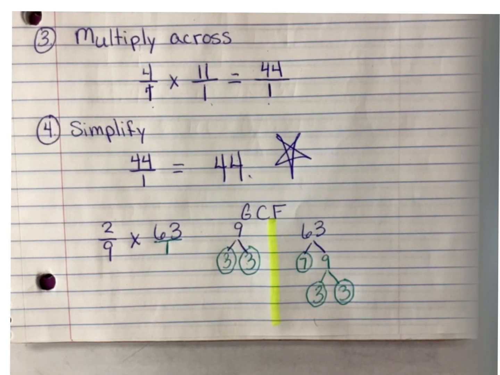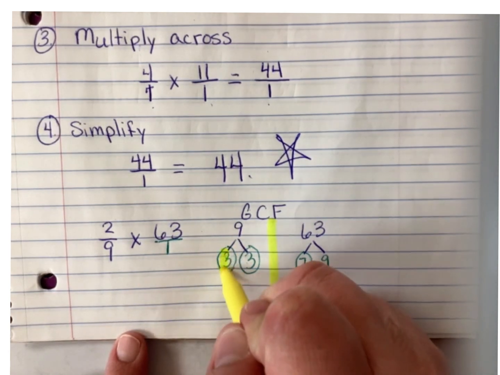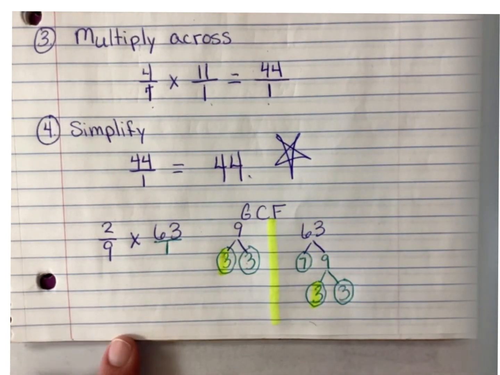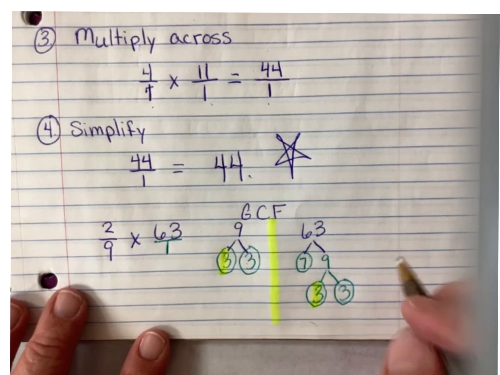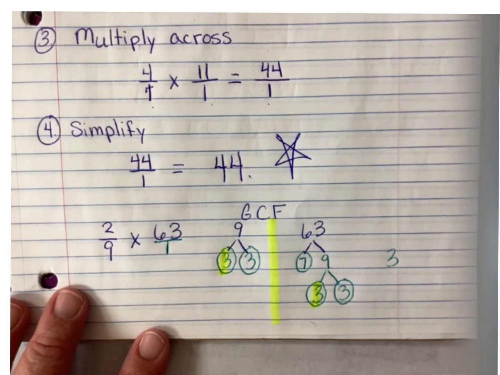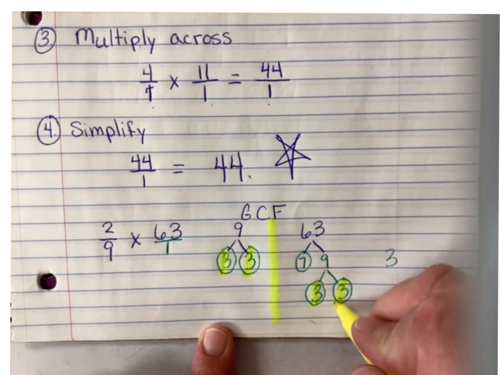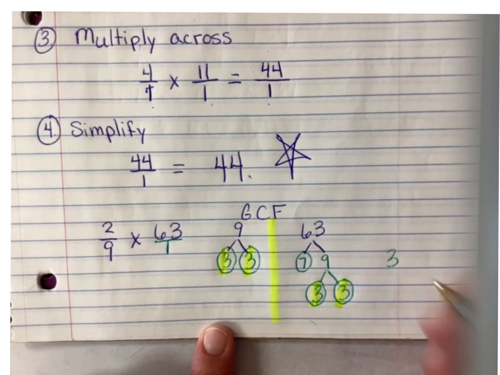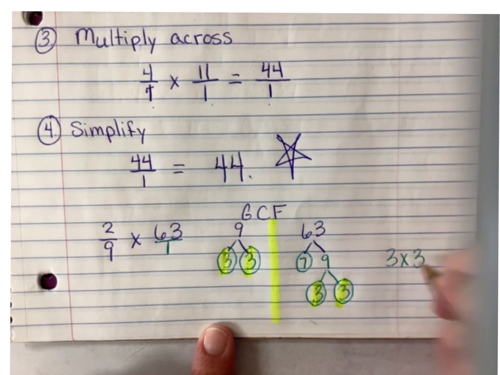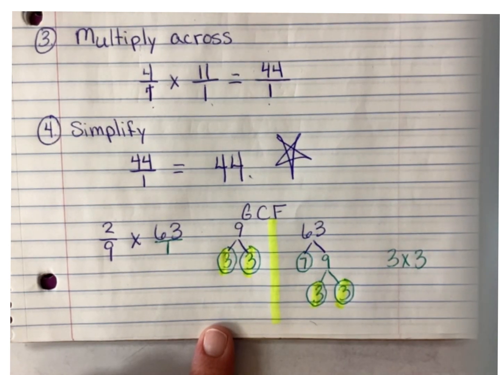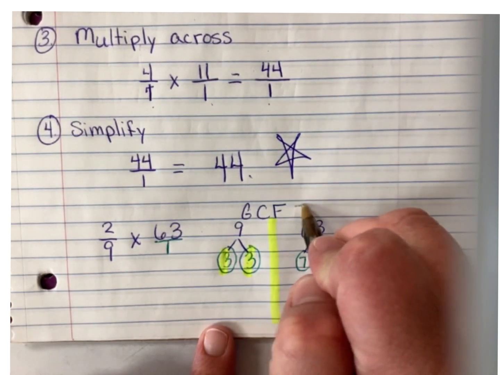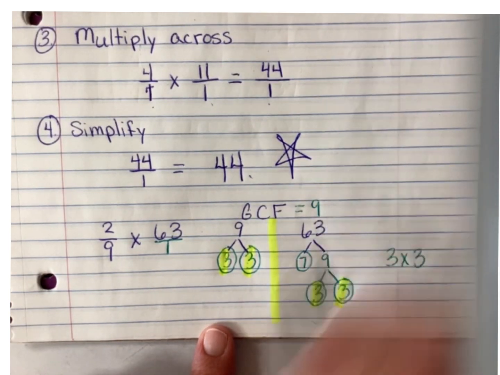For the next step, I find out what do they have in common? What's across the line? Well, here I see a 3, and here I see a 3. So I know that they have 3 in common for sure. But then I look. There's another match, 3 and 3. To find the GCF, I have to multiply those two. And I find out that the GCF is 9.